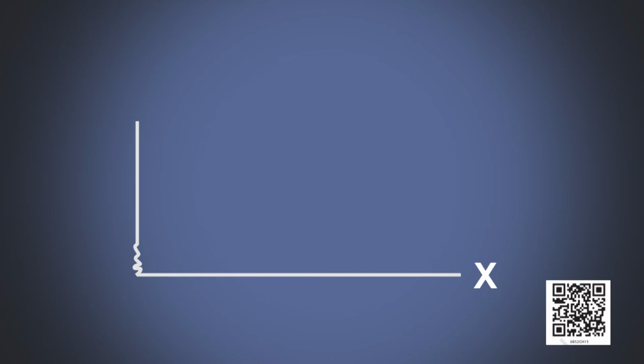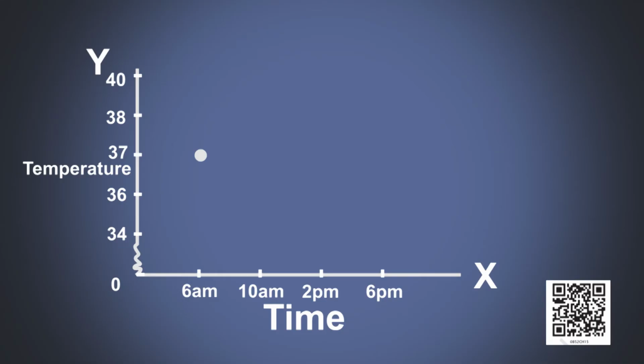How to draw a graph to represent this data? Let us take a sheet of paper and draw the x-axis and y-axis. Let us mark time along the x-axis and temperature along the y-axis. At 6 am, what is the temperature? It is 37 degrees Celsius. So, let us mark it as a point which is 37 units above 6 am.